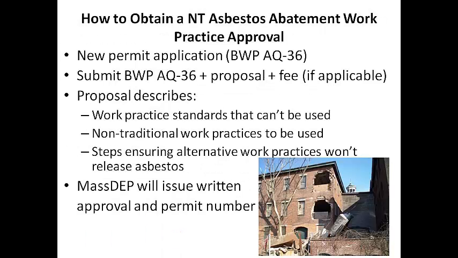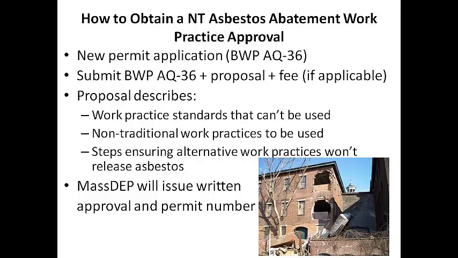Non-traditional work practices are required when it is unsafe to follow prescribed work practices. For example, it may be unsafe to build plastic containment near a fire hazard or to keep facility components around live electrical equipment wet. This approval is referred to as an NT approval.